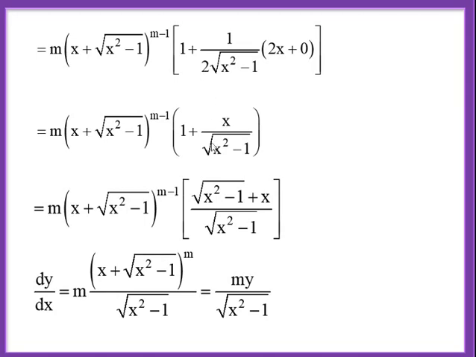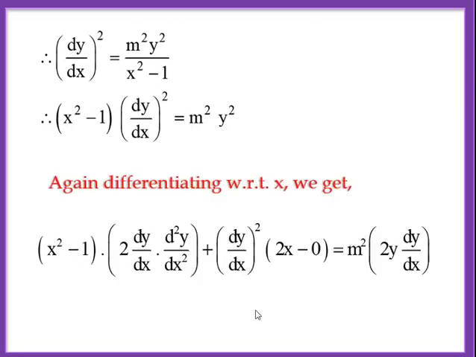See, 2 gets cancelled. LCM is root of x square minus 1. Numerator is root of x square minus 1 plus x. Now (x plus root of x square minus 1) raised to m minus 1 into the same. So again the index becomes m. So this is m, (x plus root of x square minus 1) raised to m upon what? Root of x square minus 1. But this is given to be y. So dy/dx finally becomes my upon root of x square minus 1.